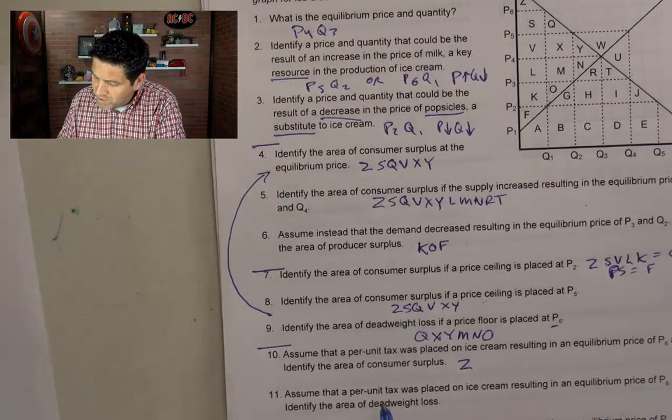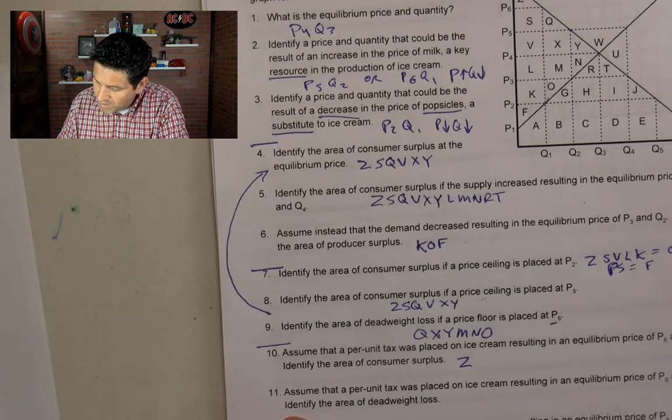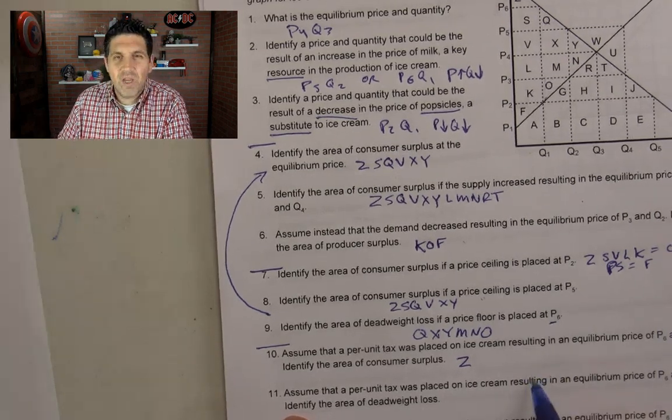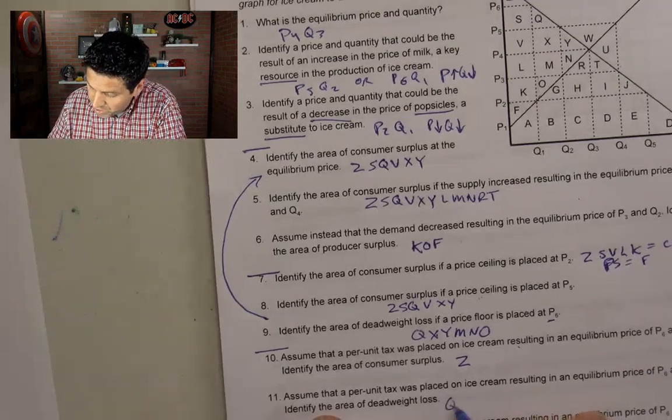Assume that the per unit tax was placed on ice cream resulting in equilibrium price of P6Q1. So this is just the same question over again. I just didn't want you to be confused. So same thing, but identify the area of deadweight loss. It's the same deadweight loss as before.